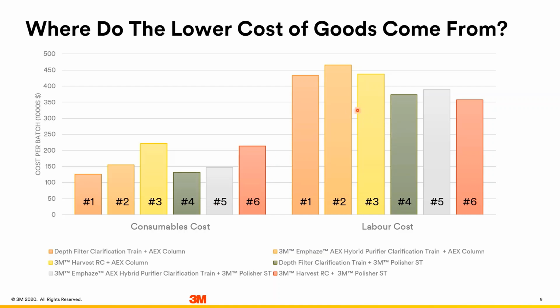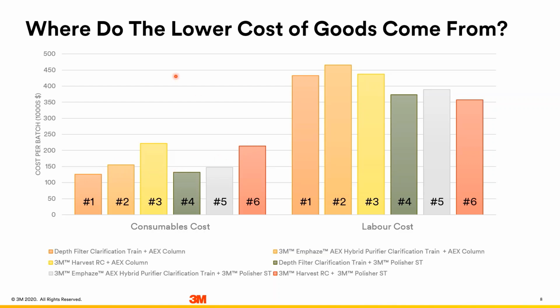What's interesting is that when we compare the overall magnitude of the change in labor cost from process 1 to 6 to that of the consumable process cost from process 1 to 6, the magnitude is pretty much the same. So if we look at process 1 to 6 for labor costs, we can see an overall reduction of just under $100,000 per batch. And for consumable costs, we can see an increase of just under $100,000 per batch.